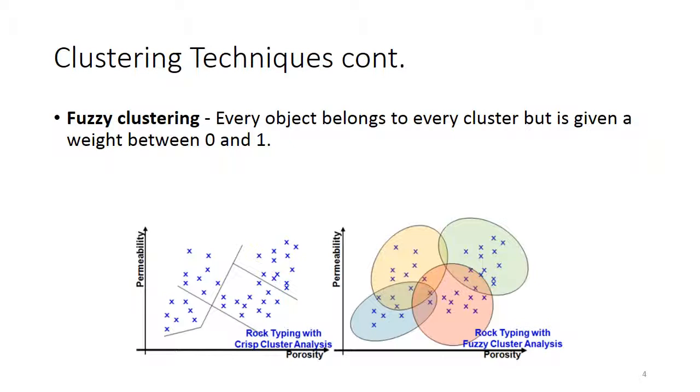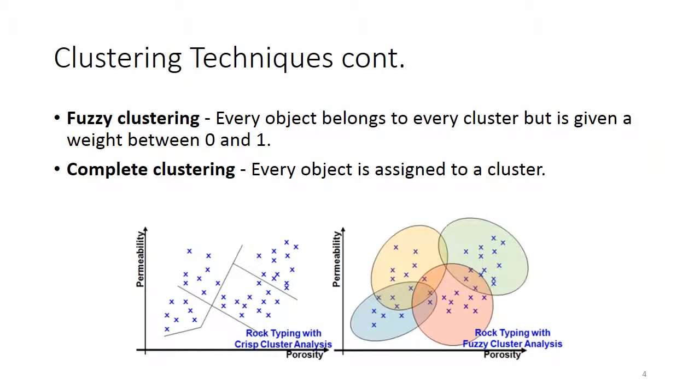So these points here that are only in the red cluster would have a weight of 0 in the green cluster, and the points that are in both might have a weight of 0.4 or 0.6 depending where they're located in this little region.